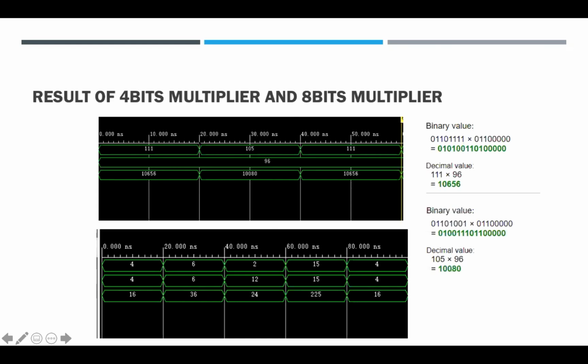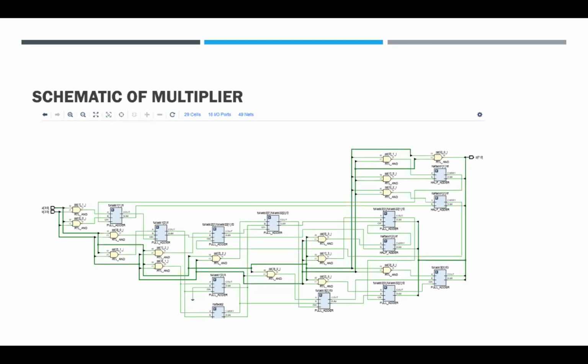So the coding improvement can be further adjusted and used for a higher bit multiplier. This is the 4-bit multiplier and its result. This is the 8-bit multiplier that I ran, and the result is very correct, a very nice result. And this is the schematic of the multiplier.